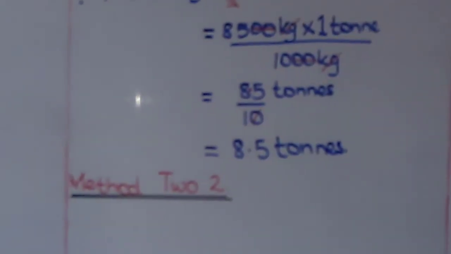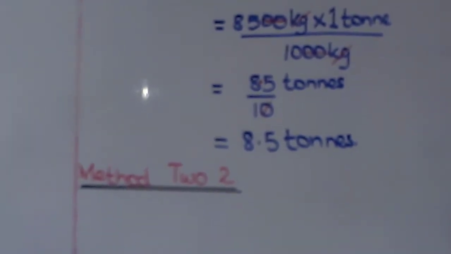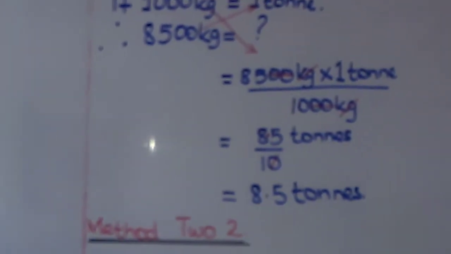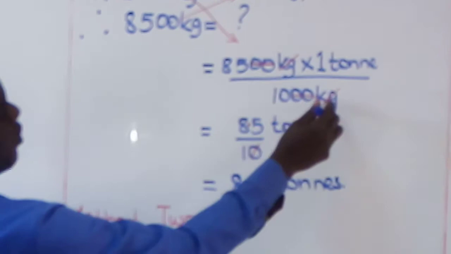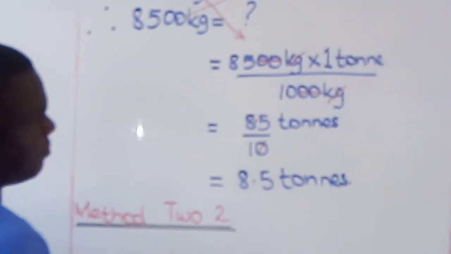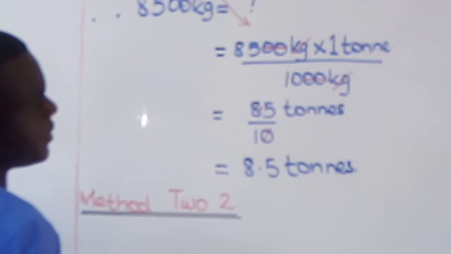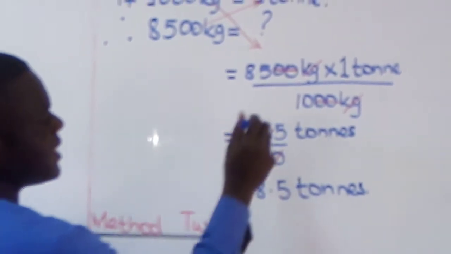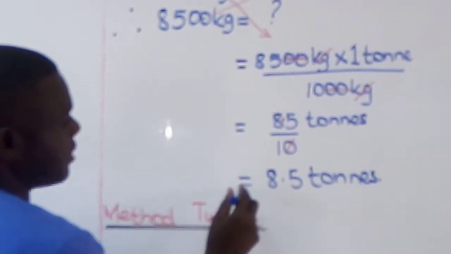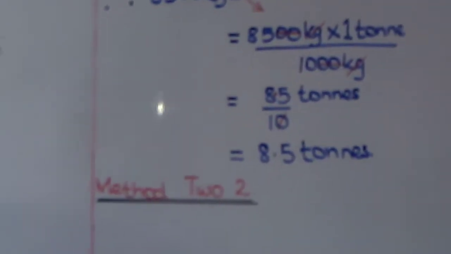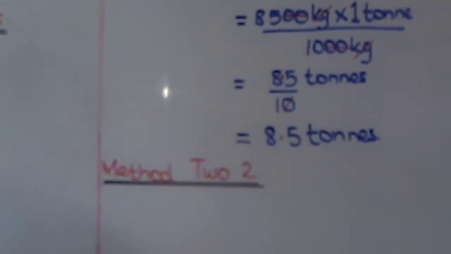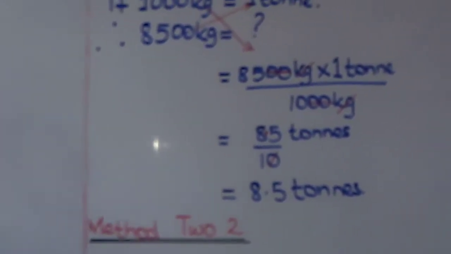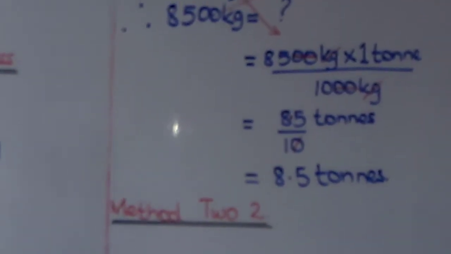Look at how we have calculated systematically to the right answer. Where did the kilogram go? Kilogram cancelled the kilogram. 2 zeros cancelled the 2 zeros. The 0 on the 10 created a decimal there and brought us to the answer 8.5 tons. I hope you have understood. Okay? Method 2, we have 2 methods.